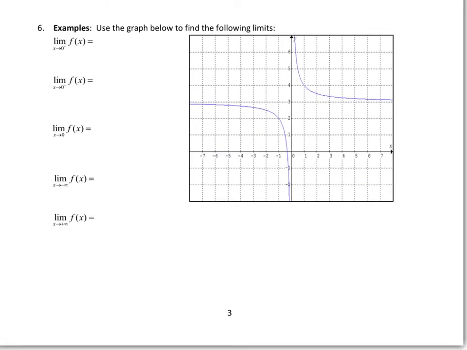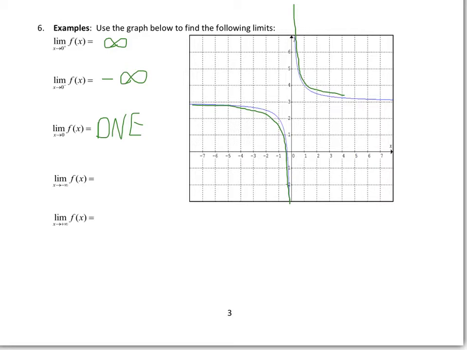Use the graph below to find the following limits. So these are involving infinite limits. If I approach 0 from the right, so here I'm coming along to the right, what's happening is this graph just keeps going up and up and up, and we reach infinity. Same thing if I head towards 0 from the left, I'm heading towards negative infinity. So the limit as we approach 0 doesn't exist because one's going up to infinity and one's going down to negative infinity. They are not the same.